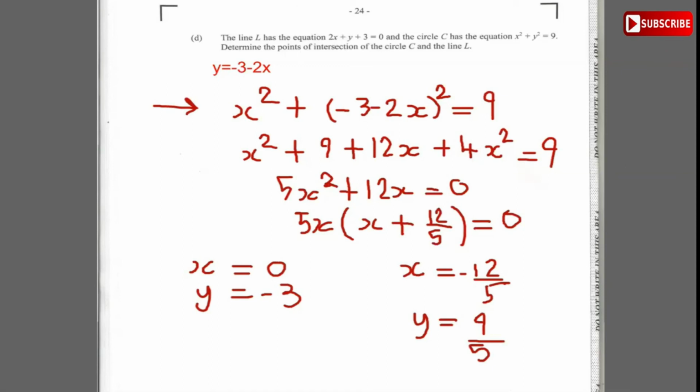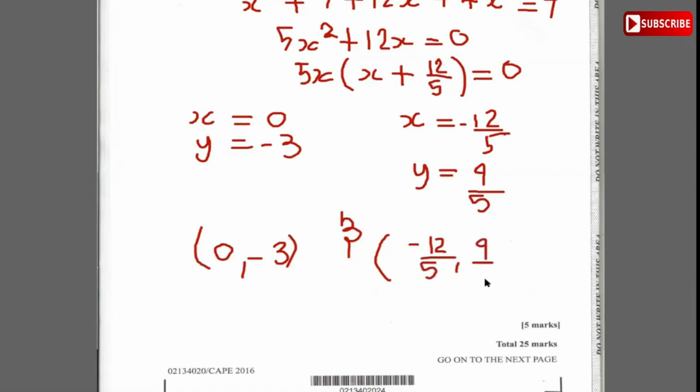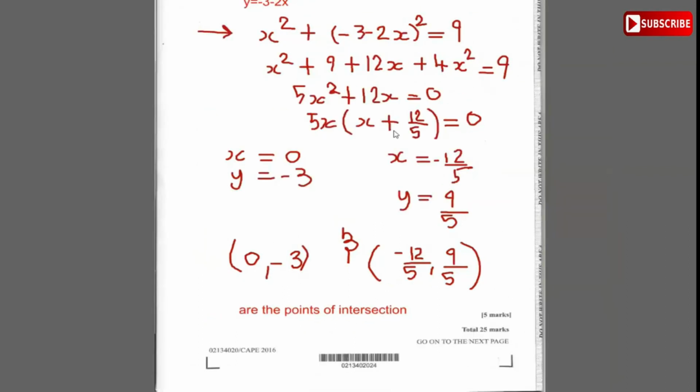So the points of intersection, I like to put it as points: the points of intersection are (0, minus 3) and (negative 12 over 5, 9 over 5). These are the 2 points of intersection. All right. Always give a little statement to say that these are the points of intersection. Nice and easy, not too bad. Nice.